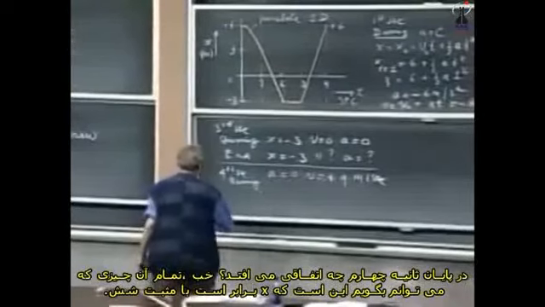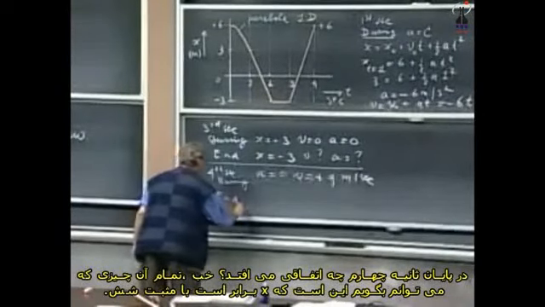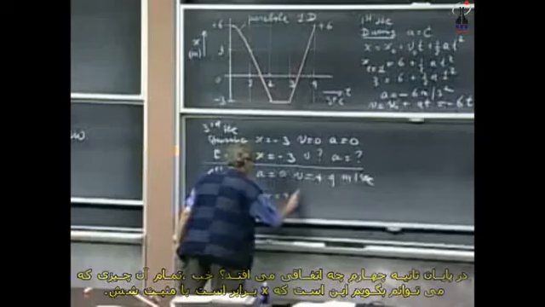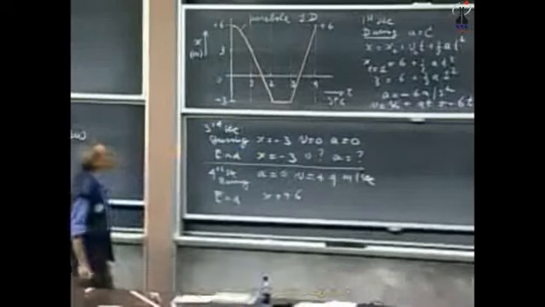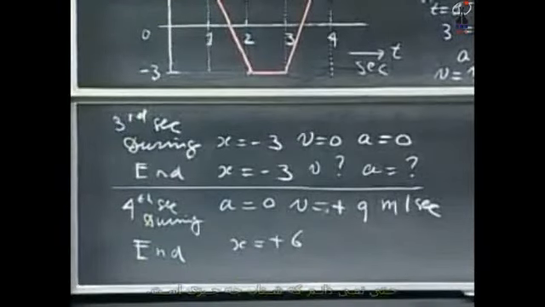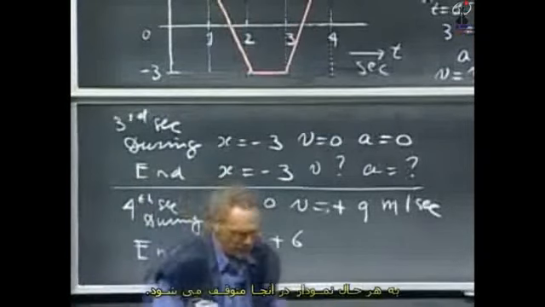What is the story at the end of the 4 seconds? Well, all I can say is that x equals +6. I don't know much more. I don't know what the velocity is. Neither do I know what the acceleration is. The plot stops there anyhow.